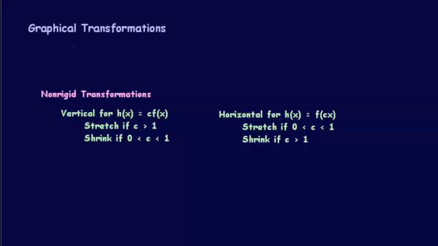And here we have our non-rigid transformations, which just means that it changes the shape of the function. We have a vertical stretch or shrink if my constant is on the outside of f of x, and we have a horizontal stretch or shrink if my constant is on the inside of my function. And that's our summary for graphical transformations.